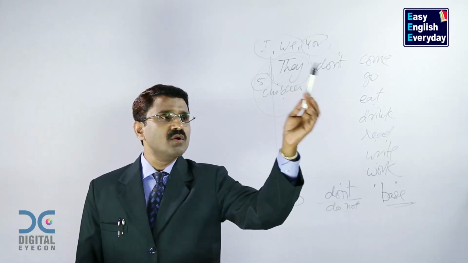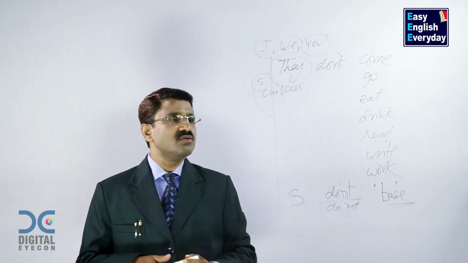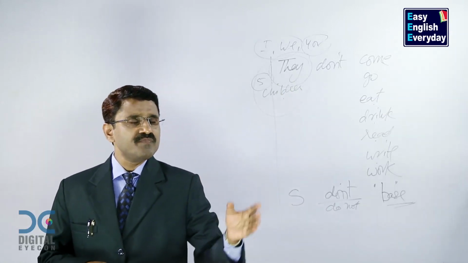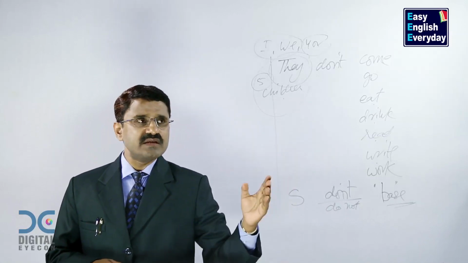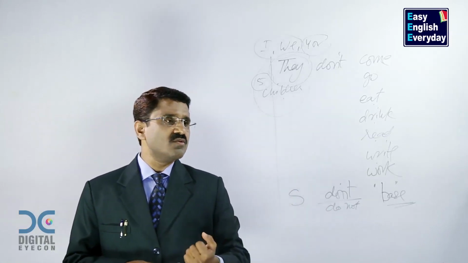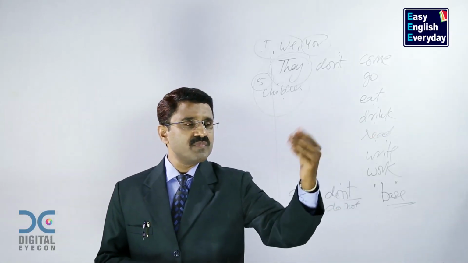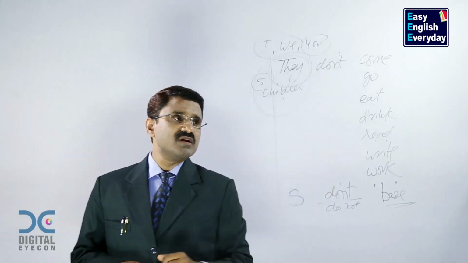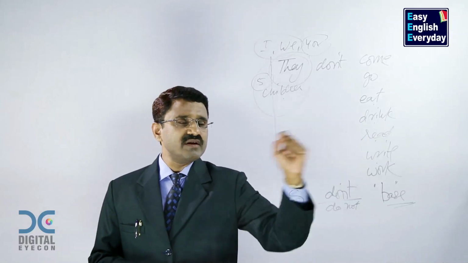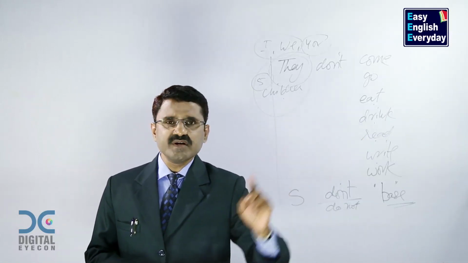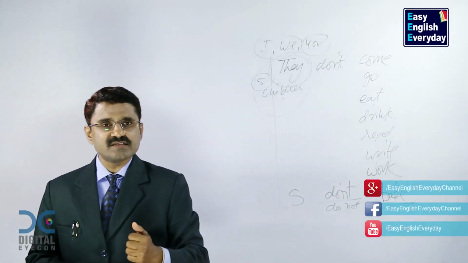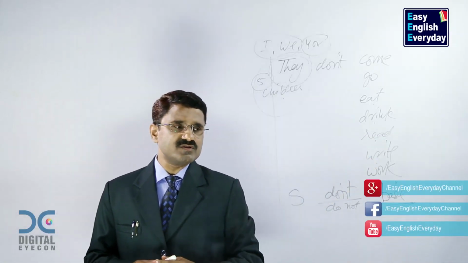I don't go. We don't go. You don't go. Children don't go. They don't go. I do not eat. We don't eat. They don't eat. You don't eat. Children don't eat. We don't drink. You don't drink. I don't drink. They don't drink. Children don't drink. I do not read such books. We don't read such books. You don't read such books. They don't read such books. Children don't read such books.